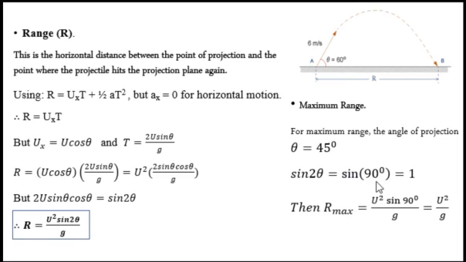So we have maximum range equals U square sin 90 over G, and that will be U square times 1 over G. That will be U square over G. That is the maximum range. Alright.